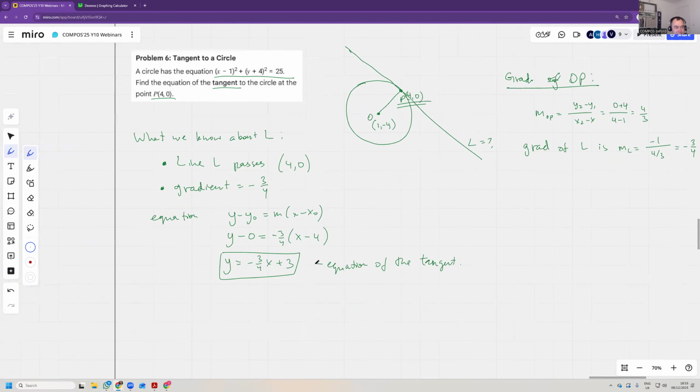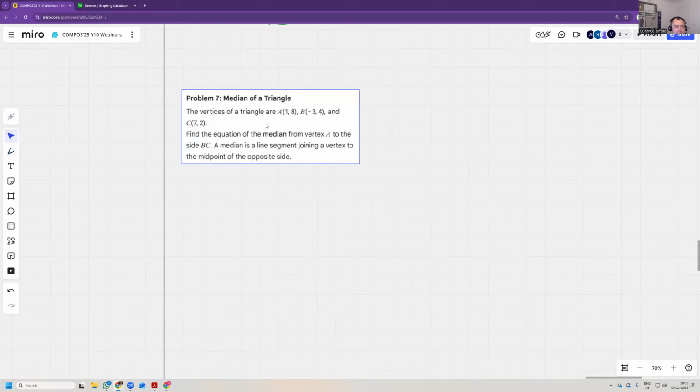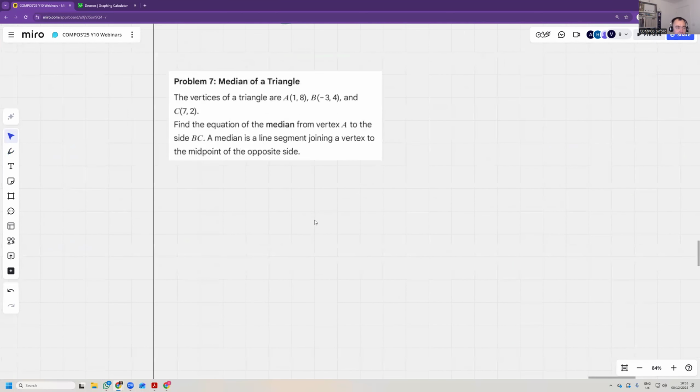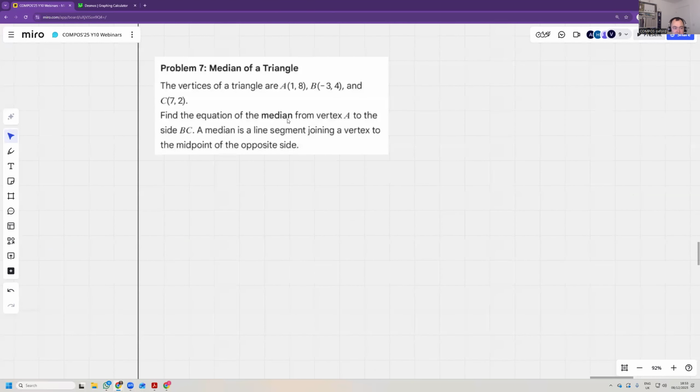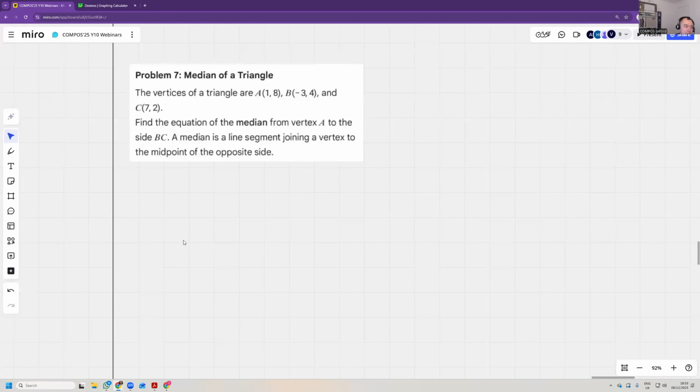Lovely. Number 7. Median of a triangle. The vertices of a triangle are these. Find the equation of the median from vertex A to side BC. A median is a line segment joining the vertex to the midpoint of the opposite side. So once again, you don't have to draw the exact coordinates. It can help. Sometimes it's just an unnecessary complication.